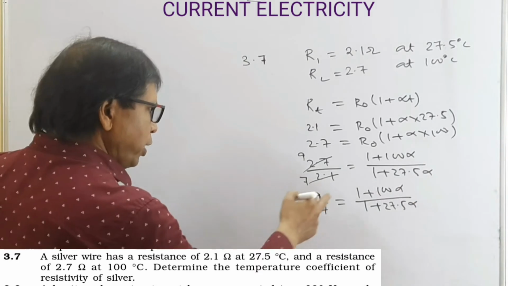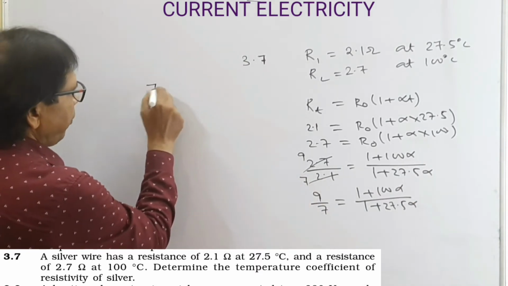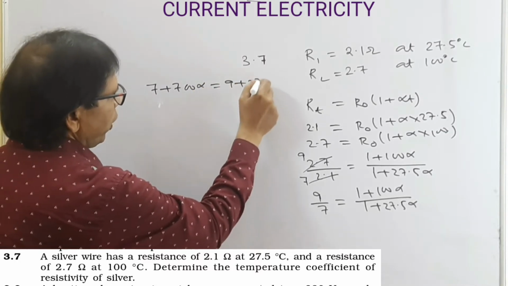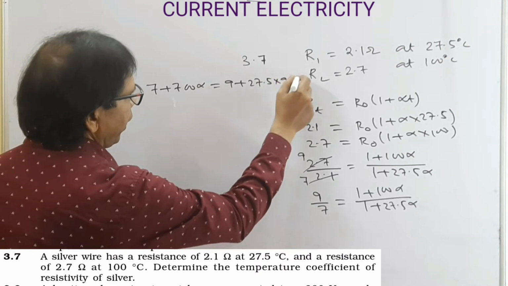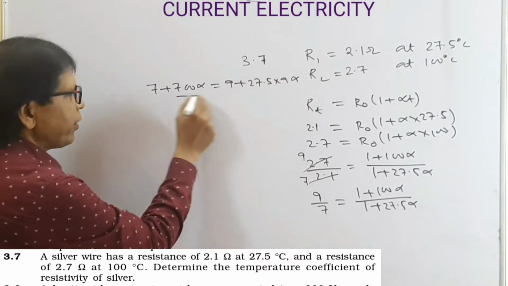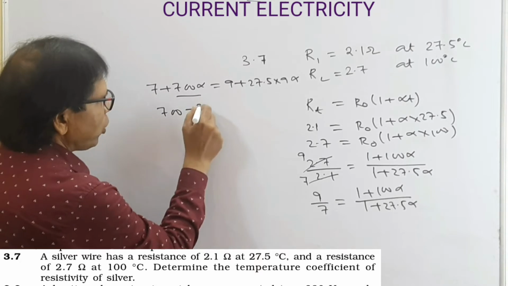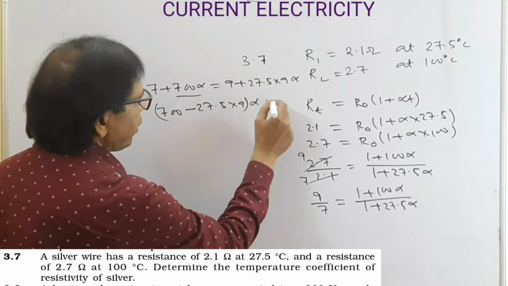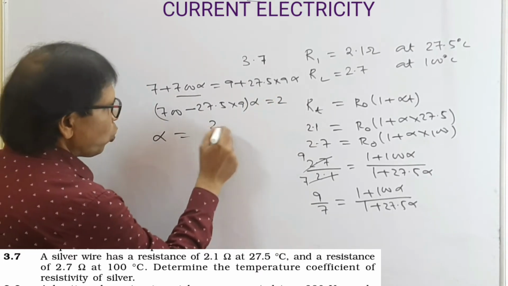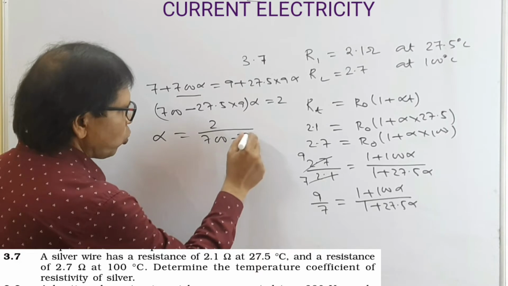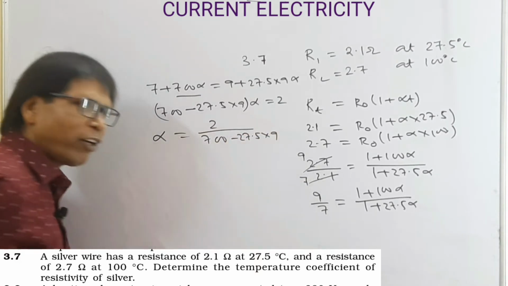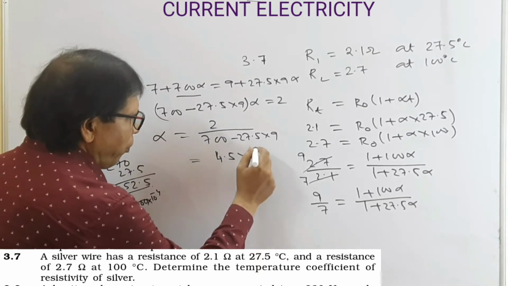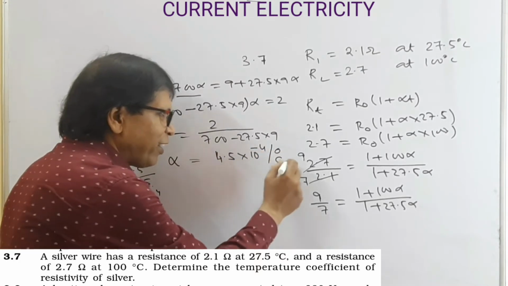From this equation we can write 7 plus 700 alpha equals 9 plus 27.5 into 9 alpha. So 700 minus 27.5 into 9, into alpha, equals 2. So alpha equals 2 divided by 700 minus 27.5 into 9. This is 4.5 into 10 to the power minus 4 per degree Celsius.